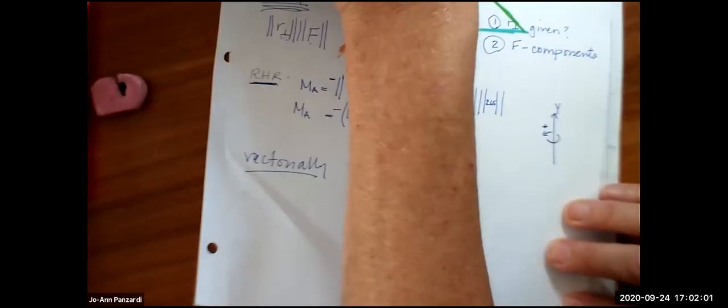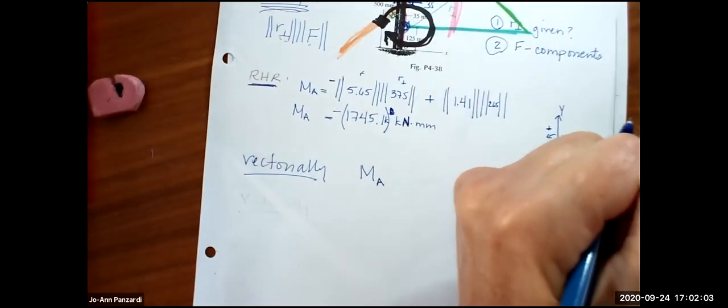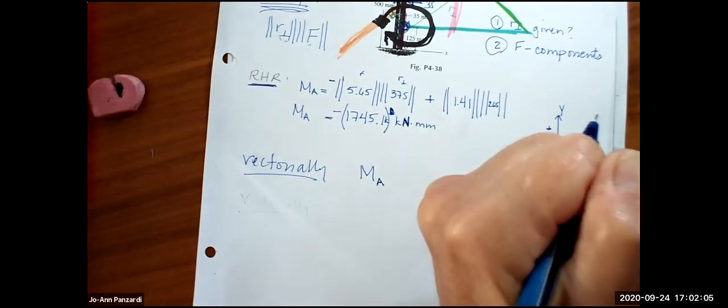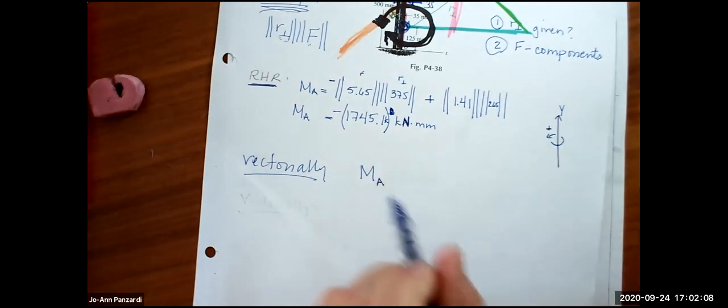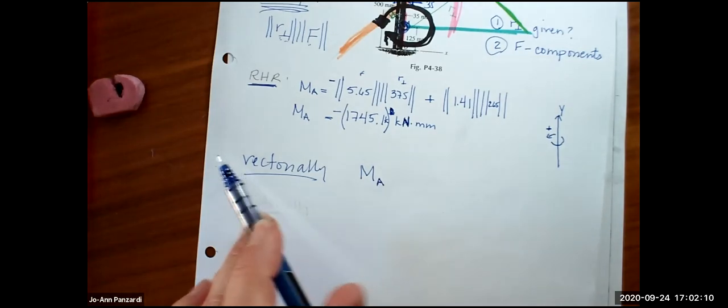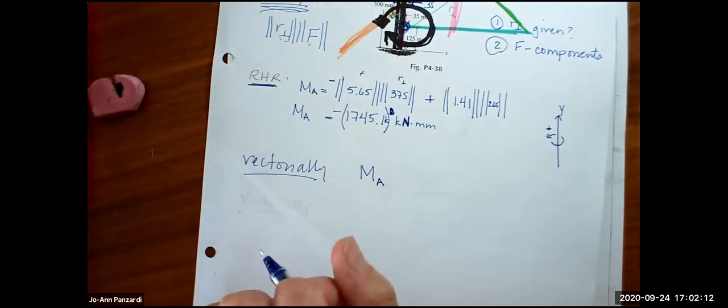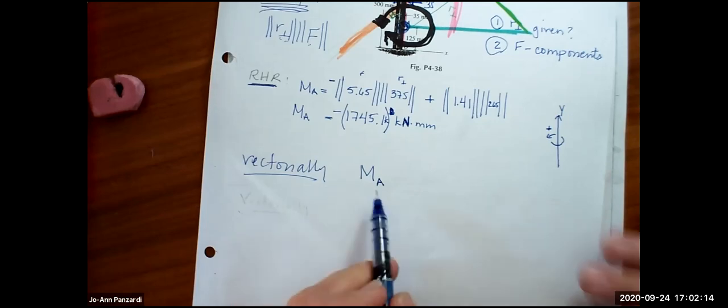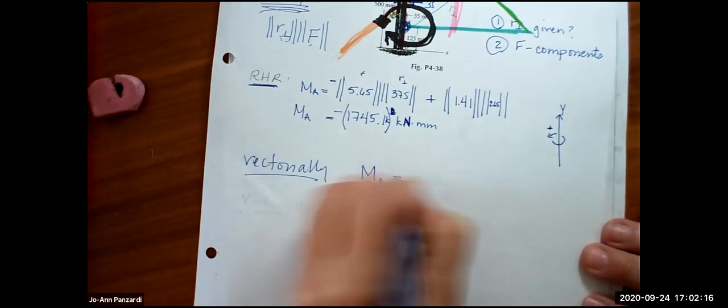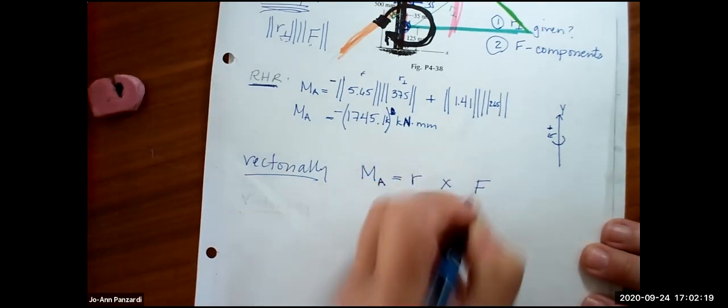It's a check. That's what's great about statics. There's always checks. So when we design a bridge, we could check it so it doesn't fall. Okay, we're trying to find the moment about A, and it's R cross F, and I always do F first.